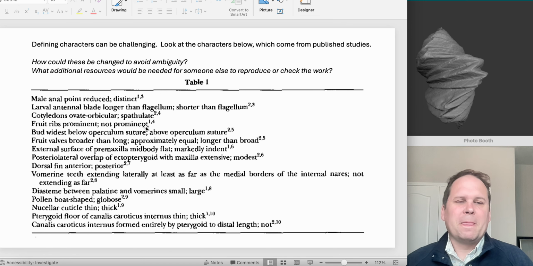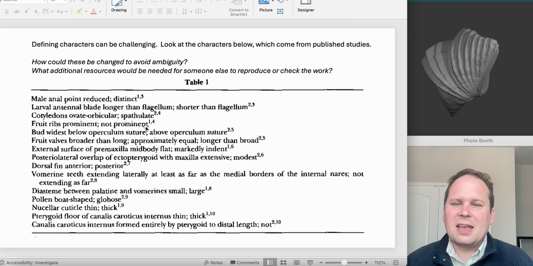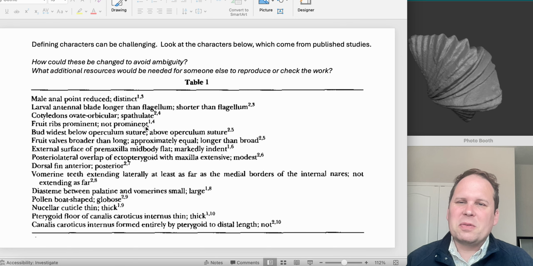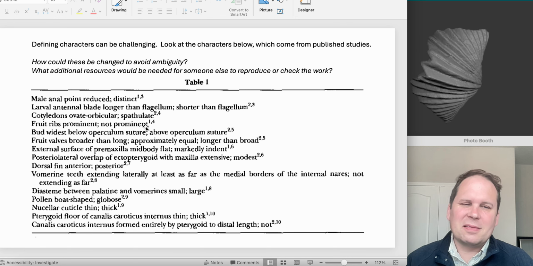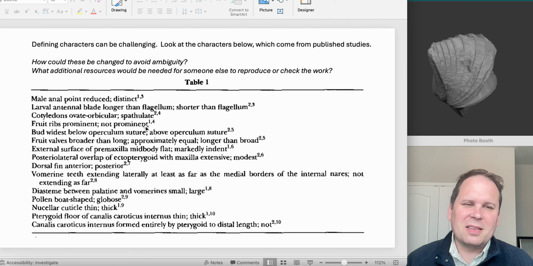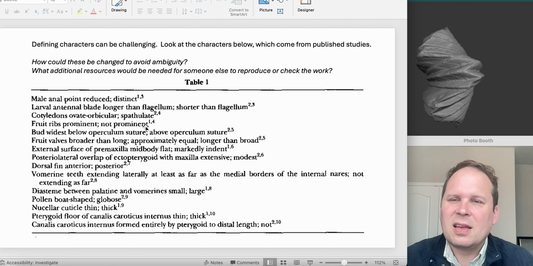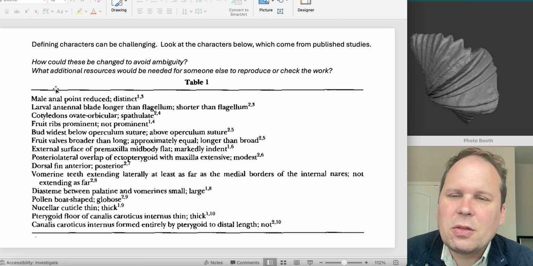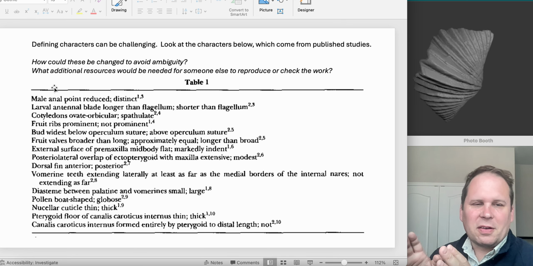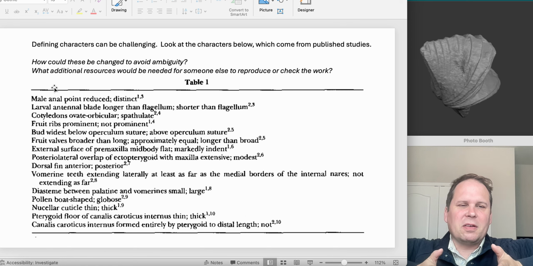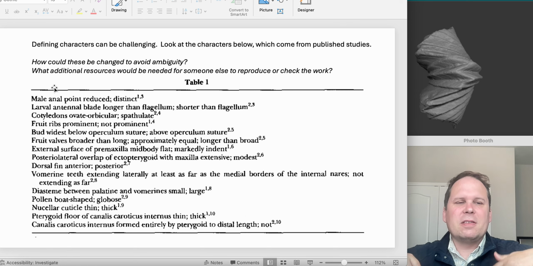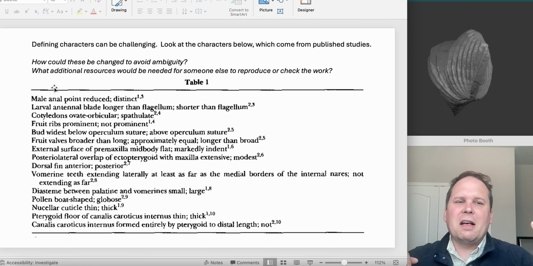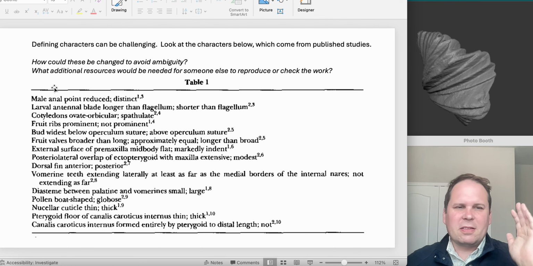So look at these characters. This is from a paper, and it was talking about characters that are maybe not so good. These are characters that are maybe ambiguous. So, all right. Male anal point. So the way you set up a character is first you say what body part you're looking at. So sometimes, like if it's a brachiopod, you'll say ventral valve interior. Yeah, and so boom, that's the first part.